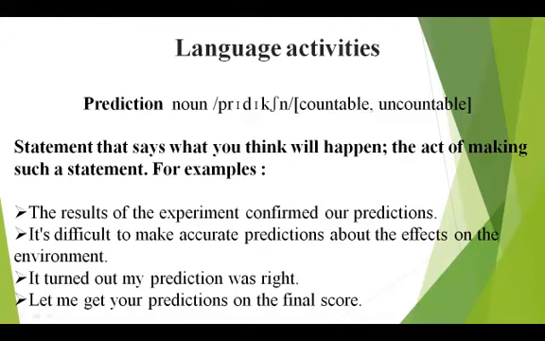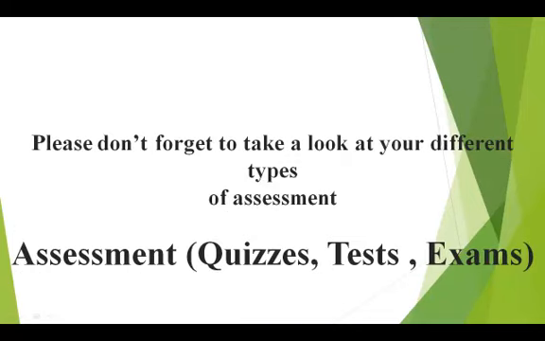Language activities. The word, as a noun, countable and uncountable noun, is prediction. It means a statement that says what you think will happen, or the act of making such a statement. For example, let me get your predictions on a final score.